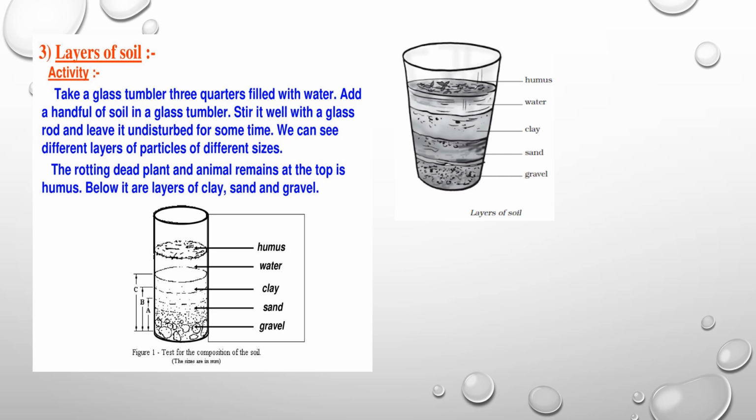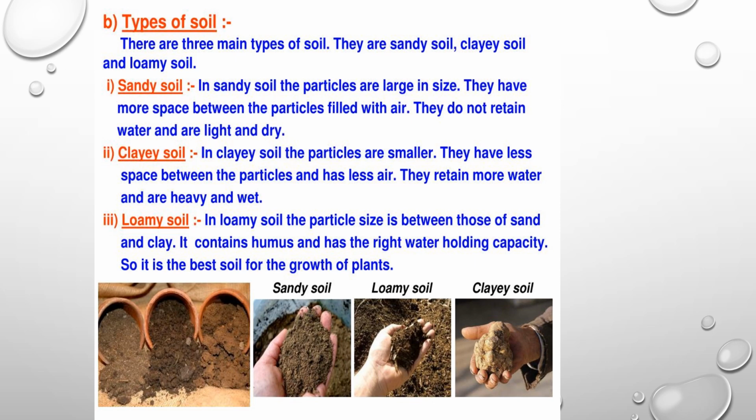The next one is types of soil. This is the third time I am showing this, so you should have learned it by heart now. You should have understood it very well now. Isn't it? So: sandy soil, clayey soil, and loamy soil.